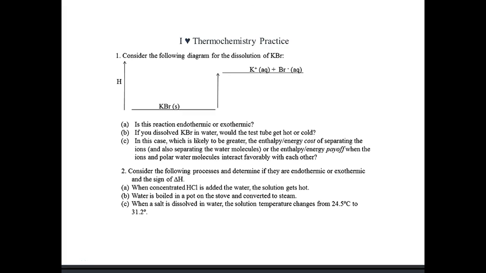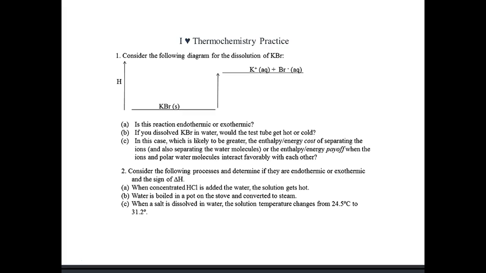So here we're going to consider the following diagram for the dissolving of potassium bromide. So here, this is an enthalpy diagram where enthalpy is shown on a vertical scale, where anything on the low side of that scale has a relatively lower enthalpy than anything at the high end of that scale. So in this particular diagram, you can see that KBr solid has less enthalpy than the separated aqueous ions K plus and Br minus. So the first question, is this reaction endothermic or exothermic?